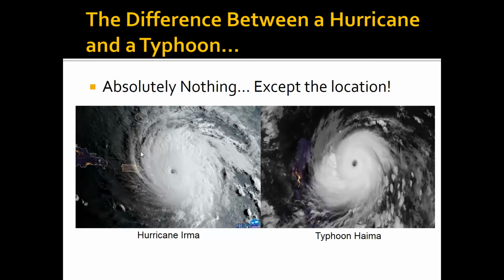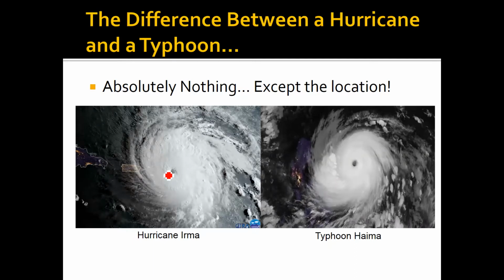what about the difference between a hurricane and a typhoon? This is a common question that I get when I talk about hurricanes, and the answer is actually very simple. Absolutely nothing. I have two storms here. So this is Hurricane Irma from 2017. Over here, this is Typhoon Haima. If I'm mispronouncing that, please forgive me. And this was actually about to hit the Philippines.